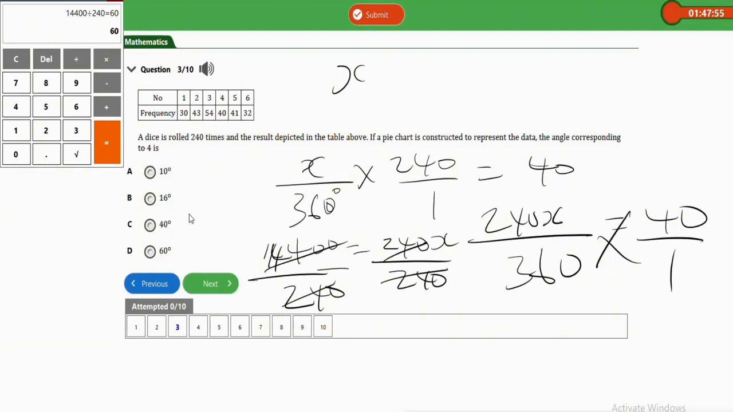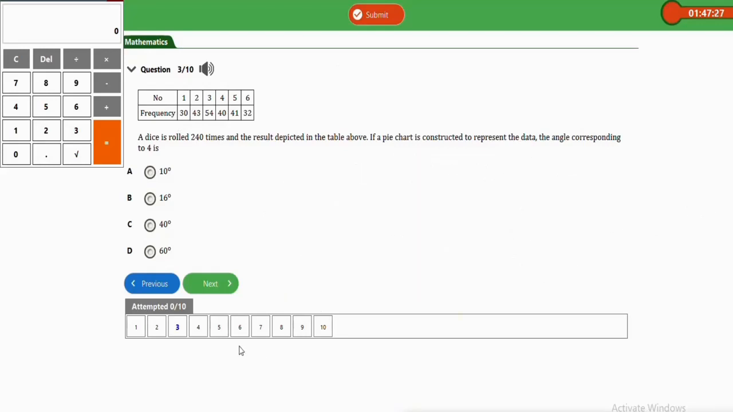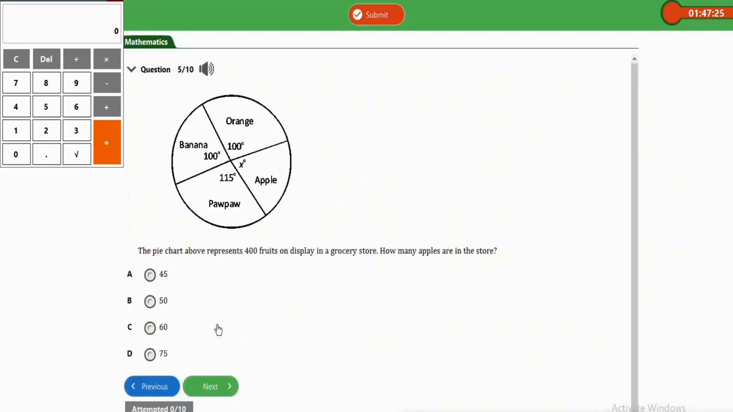The correct option is option D. So that's it for this question. Let's wipe this now and solve the next repeated question. It says the pie chart above represents 400 fruits on display in a grocery store. How many apples are in the store?